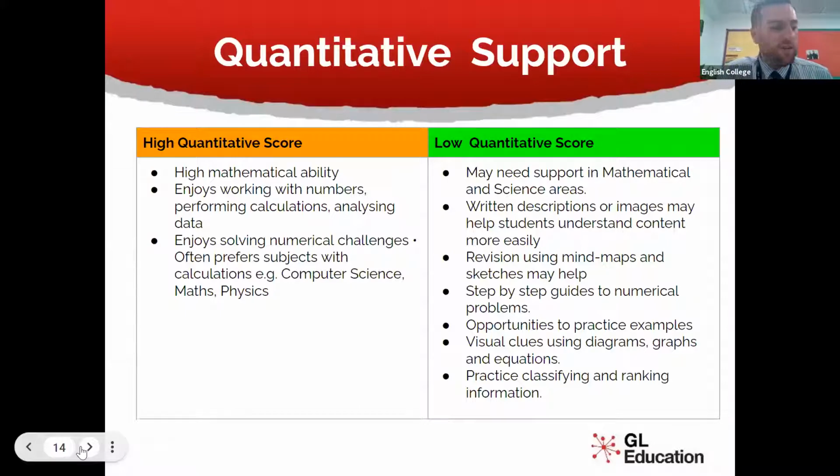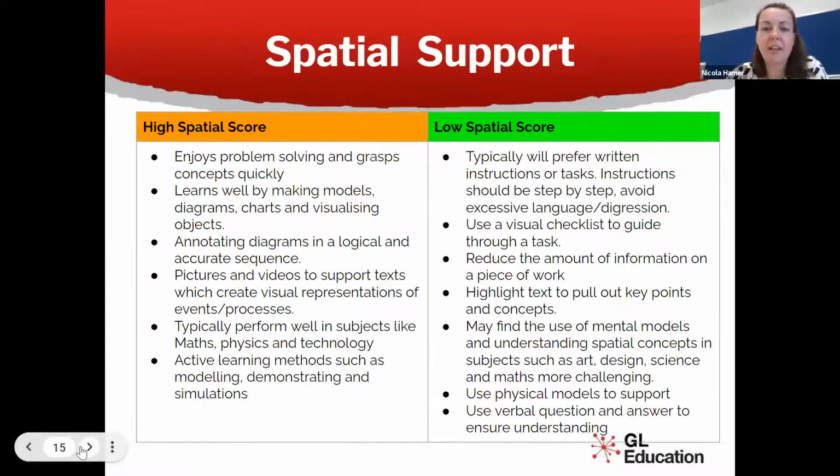The next slide on, sir, and then we'll have a look. We'll leave this on the background whilst we talk. So again, if you look at your child's spatial bar in the bar chart, you can determine whether it's high or low. And this, again, same format, gives you strategies and ideas.